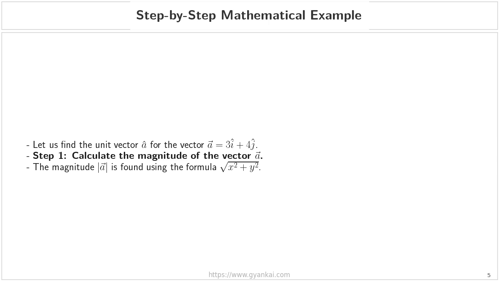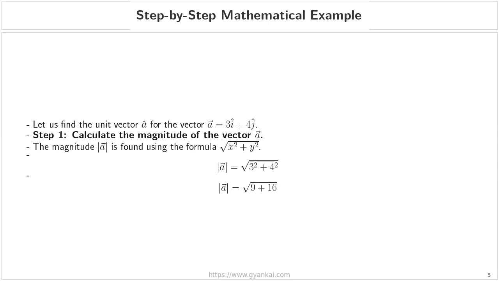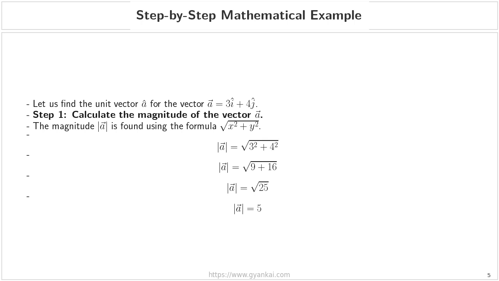To find this, we use the magnitude formula, which is the square root of x squared plus y squared. Plugging in our specific values, we get the square root of 3 squared plus 4 squared. When we square those numbers, we get the square root of 9 plus 16. Adding those together gives us the square root of 25. And as we know, the square root of 25 is exactly 5, so the magnitude of our vector is 5.